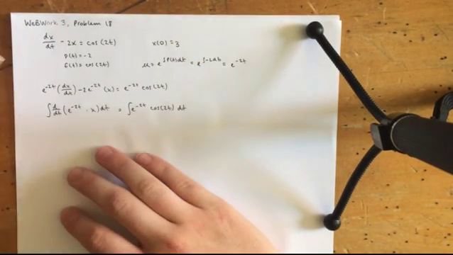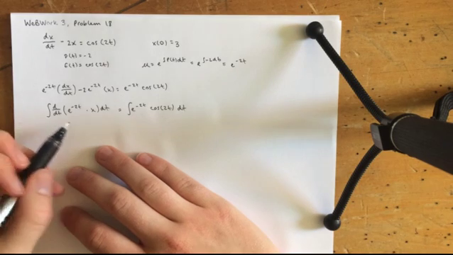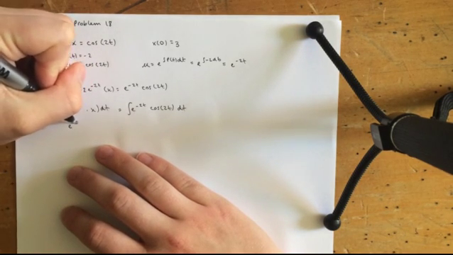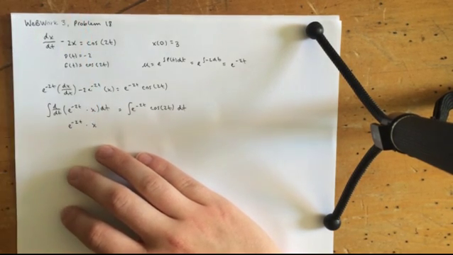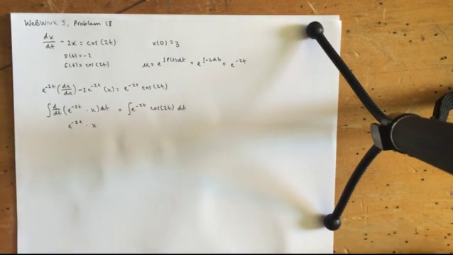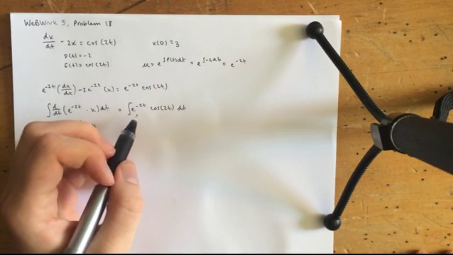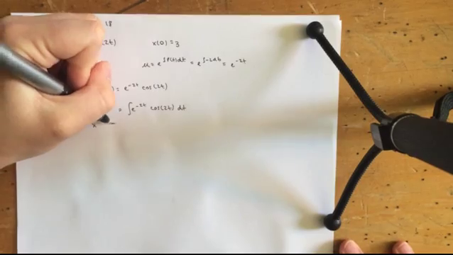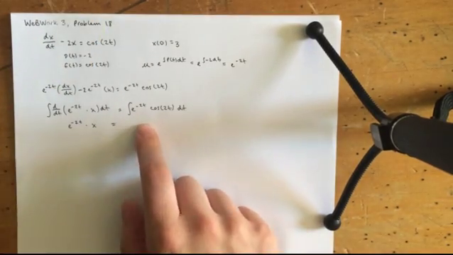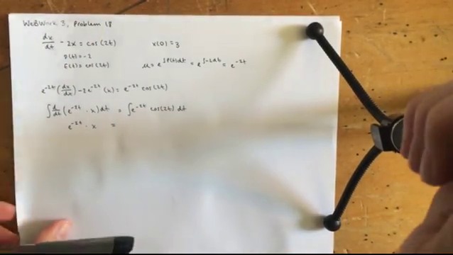So on the left side, this is easy. The integral cancels out the derivative, and we're left with e to the negative 2t times x. Now on the right side, this is a little harder to solve because there's no easy way to simplify this. So we're going to do this with integration by parts. So I'm going to switch to a new sheet of paper for that.